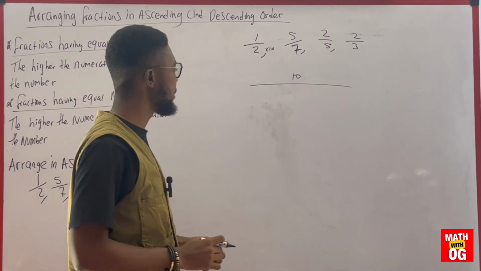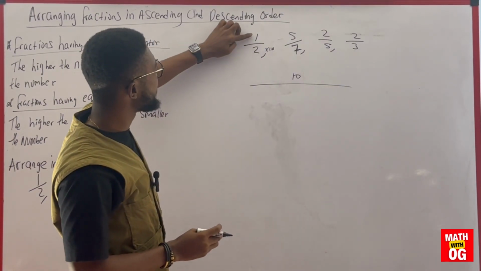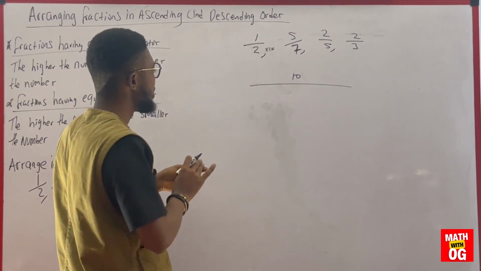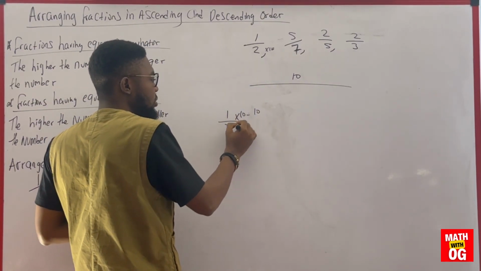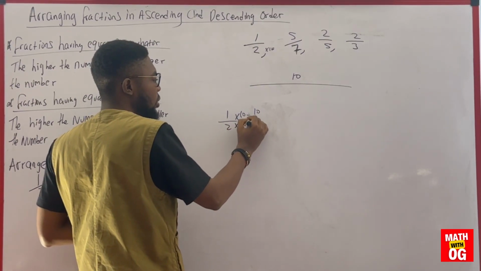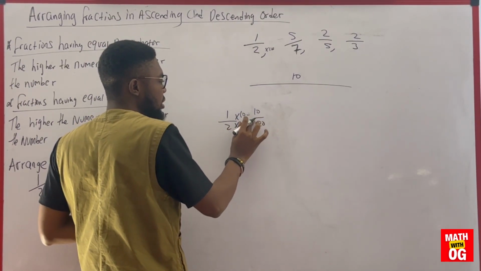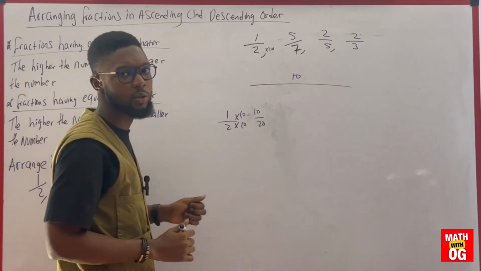Now we can use the same approach. What did I use to multiply 1 to give me 10? Is 10. So I can say 1 over 2. Since I used 10 to multiply 1, so I should also use 10 to multiply the denominator, and that will give me 20. So 1 over 2 is same thing as 10 over 20.